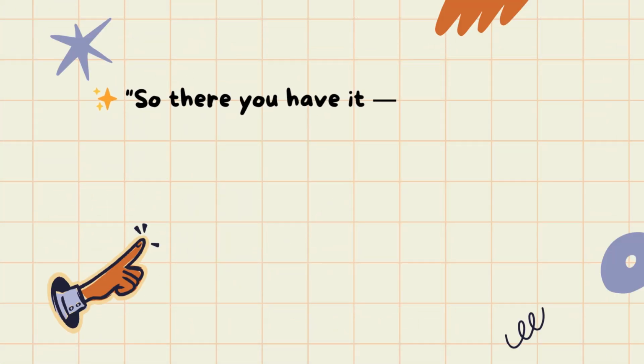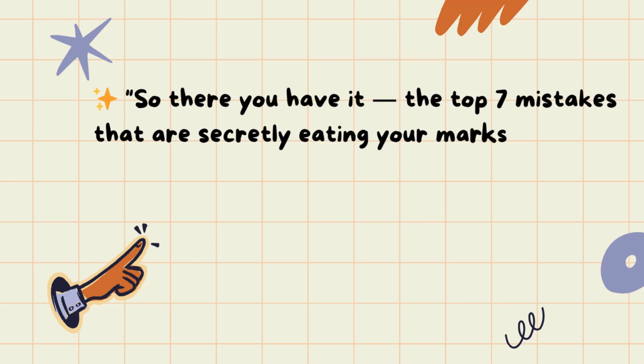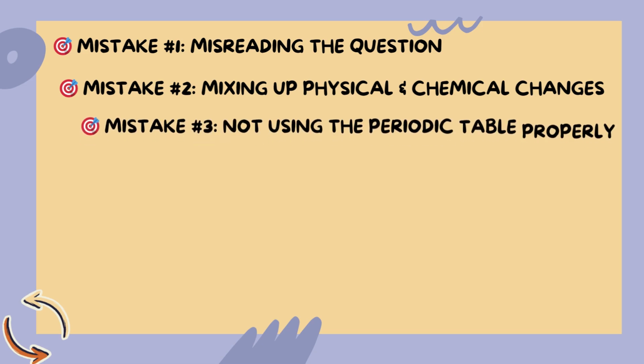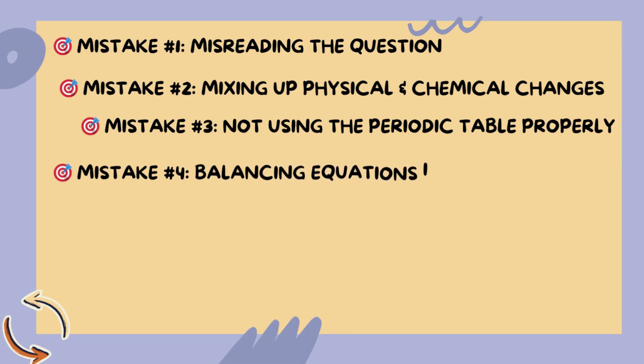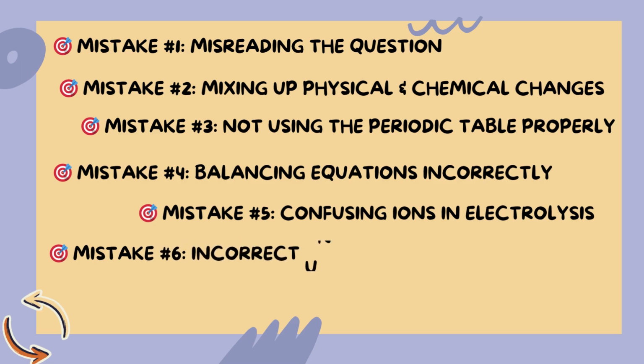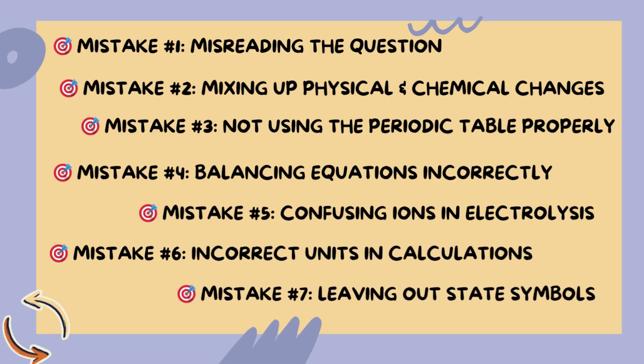So here you have it, the top 7 mistakes that are secretly eating your marks in IGCSE Chemistry. Okay, so I'll just repeat it, give a summary of them. Mistake number 1, you misread the question. Mistake number 2, you mix up physical and chemical changes. Mistake number 3, not using the periodic table properly. Mistake number 4, balancing equations incorrectly. Number 5, confusing ions in electrolysis. Mistake number 6, incorrect units in calculations. And mistake number 7, leaving out the state symbols.